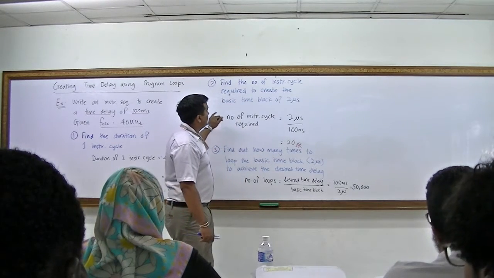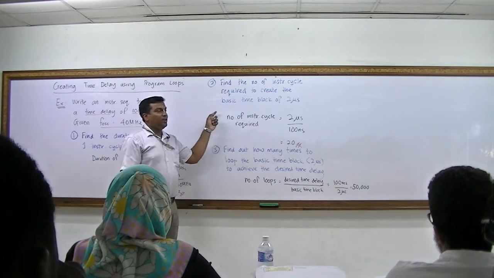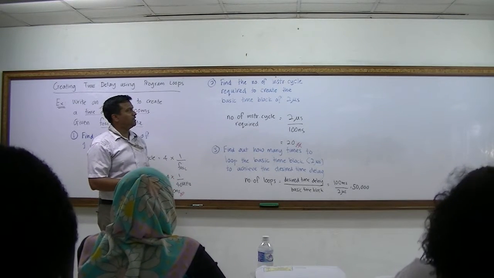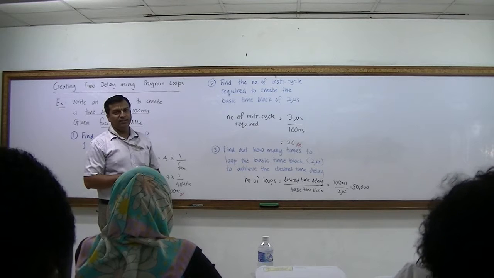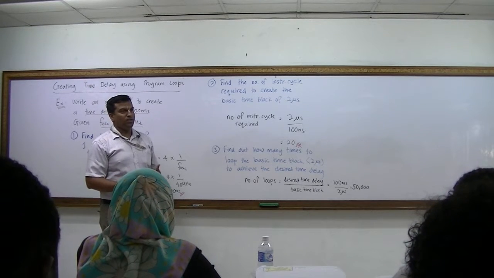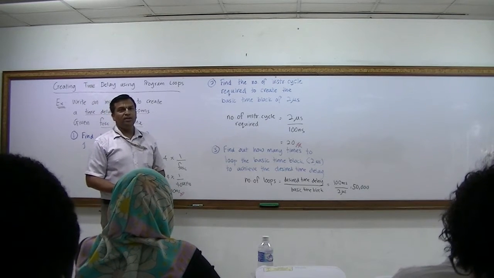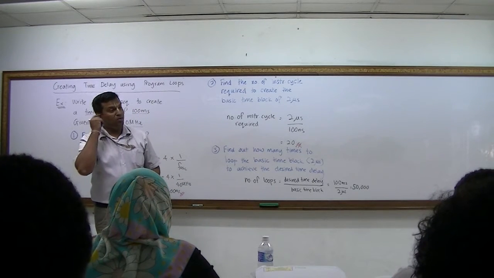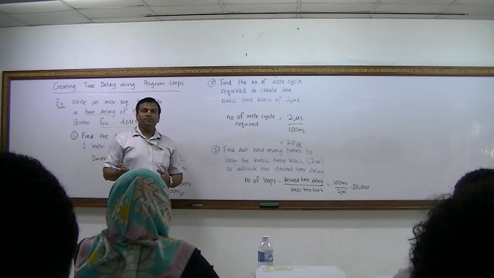The next step is to find out the number of instruction cycles needed to create the basic time block of 2 microseconds. Because we are taking this approach, we are creating a basic time block so that we'll know how many times to loop that basic time block to achieve our required time delay. Are you all following? Yes.